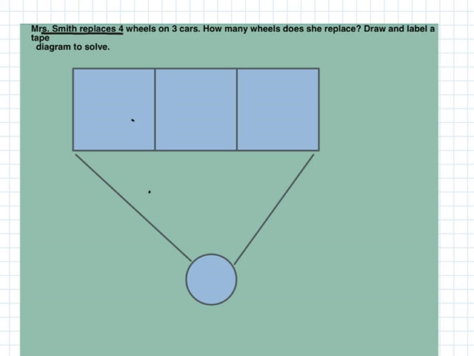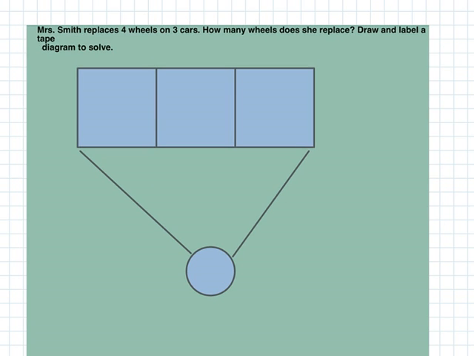The question here is: Mrs. Smith replaces 4 wheels on 3 cars. How many wheels does she replace? Draw and label a tape diagram to solve. So what is Mrs. Smith doing? She is replacing 4 wheels on 3 cars.